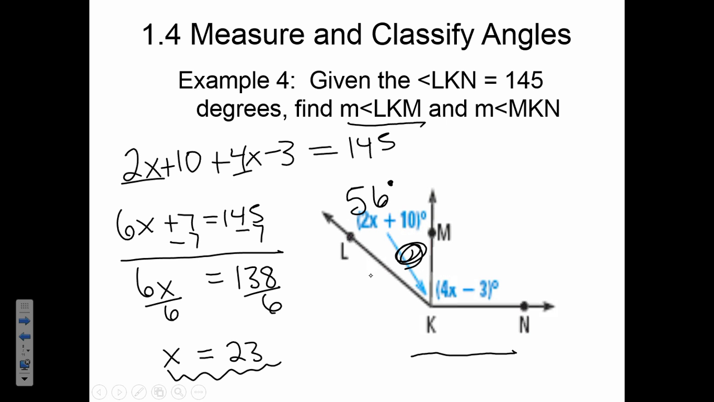So you might not be asked for x, you might be asked for the angle instead. And then you're also asked for this angle down here. So I would take 4 times 23 and then subtract 3, and that would give me this other angle down here.